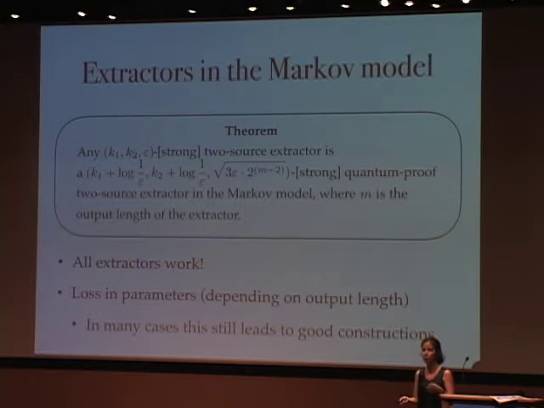Okay, so we have a greater loss in parameters. But let me tell you, first of all, that it's actually at least as good as all of the previous constructions. Okay, so we don't get anything worse by proving that all of the extractors work in this model. And also, if you actually take some two-source extractor and you plug in the parameters, you still get very good two-source extractors even in the presence of side information. So although we have this error term here, the explicit constructions are still very good.